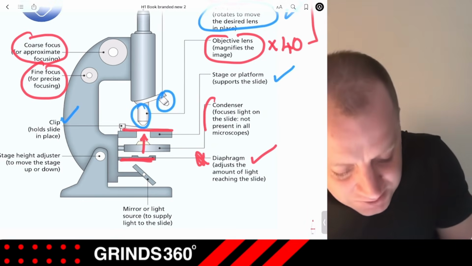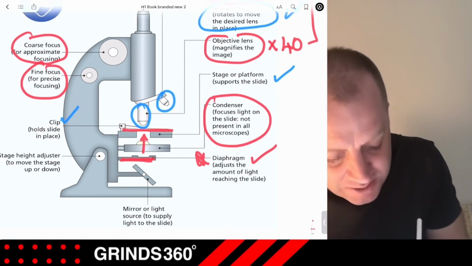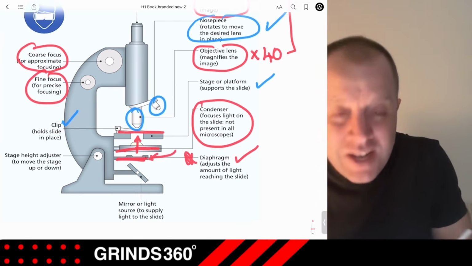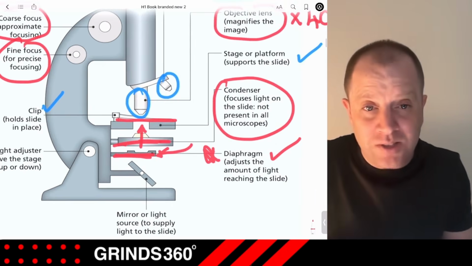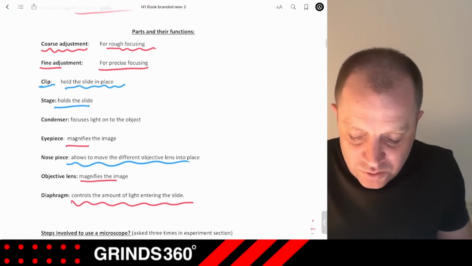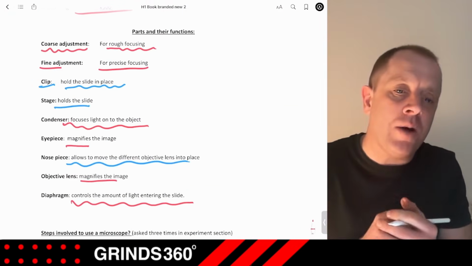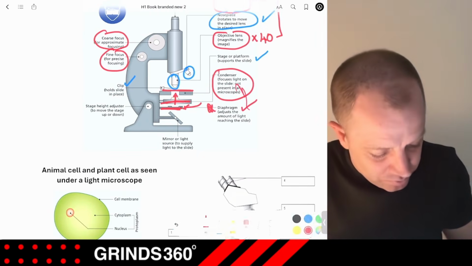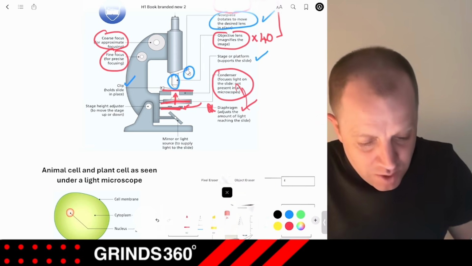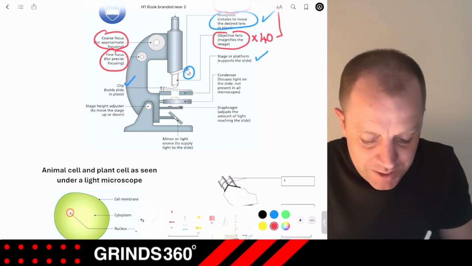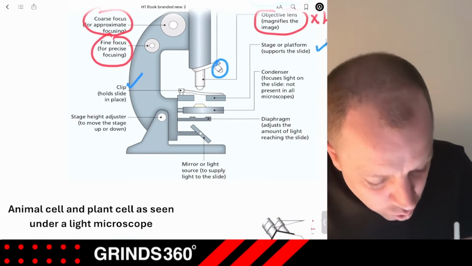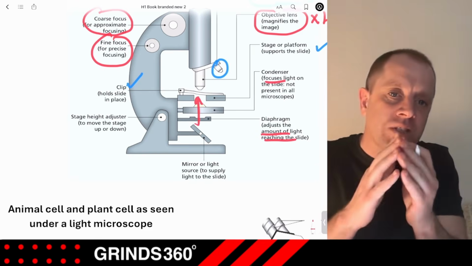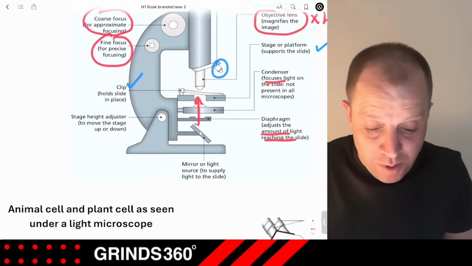Okay, now I've never seen this one being asked, the condenser. The condenser is just above the diaphragm. Generally when they're pointing underneath there, it's usually the diaphragm. But if it clearly points to the condenser, then what does the condenser do? It focuses light onto the objects. So the diaphragm controls the amount of light reaching the slide, but the condenser focuses it. So it's nicely focused onto the right part of the slide.